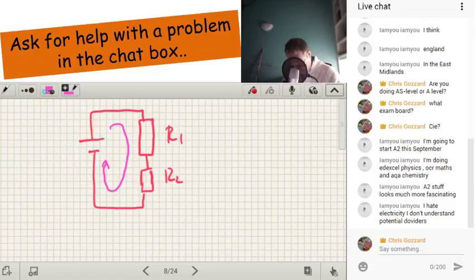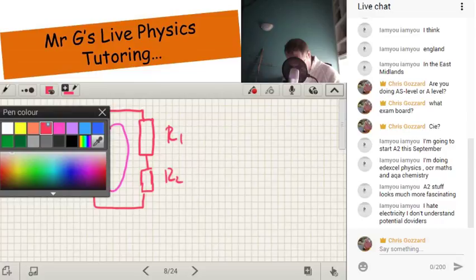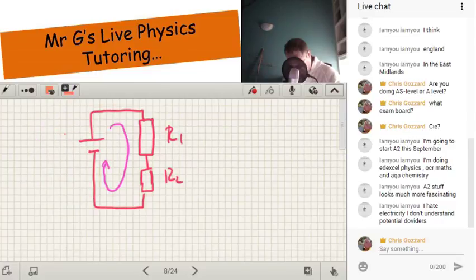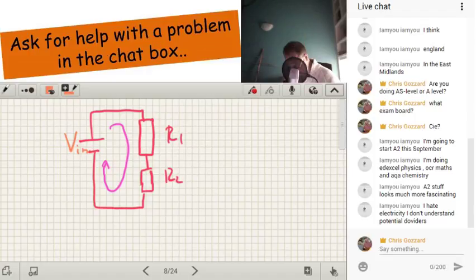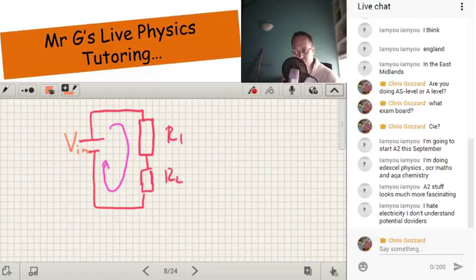I'm just going to give this a voltage. Let me go for a red. Let's call that V in. So that's the voltage going into the circuit. Now let's say you want to know the potential difference across R1.